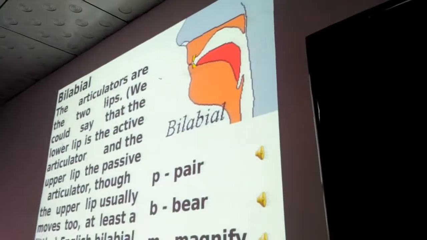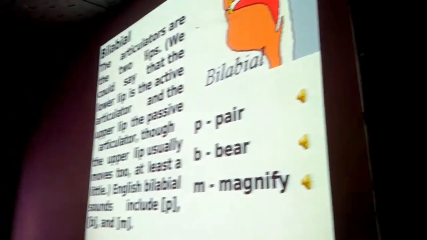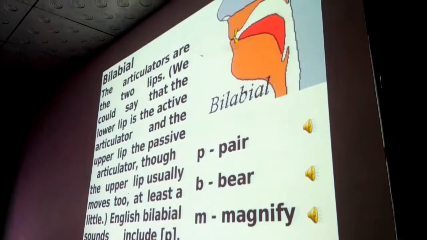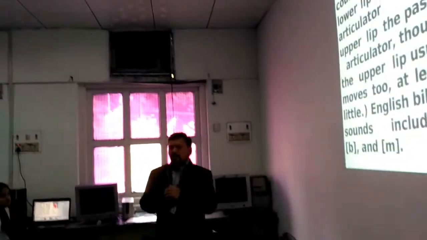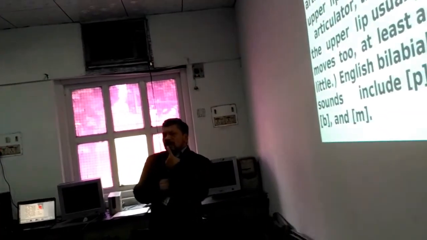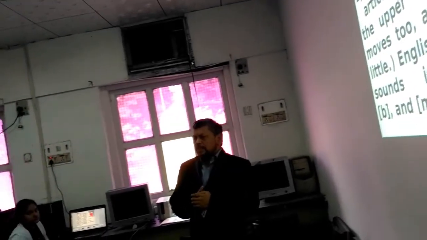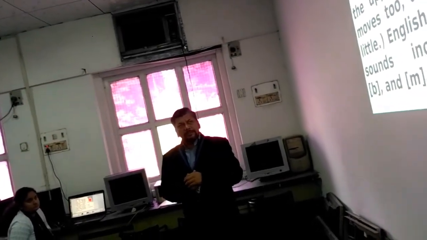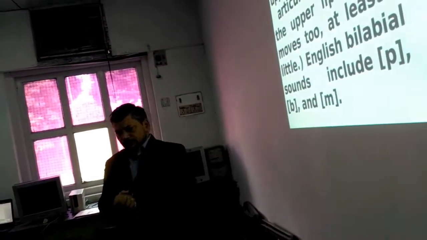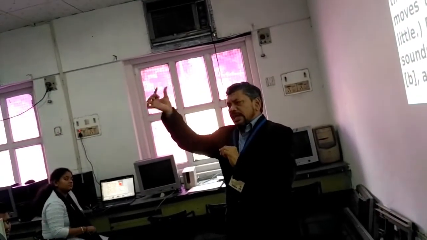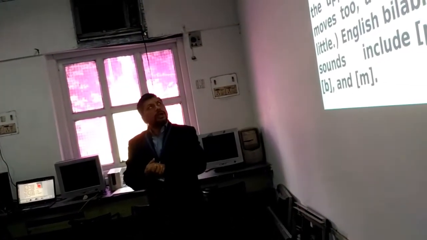First, the categorization for consonant sounds in IPA is bilabial, and the articulators are the two lips. This sound is produced with the help of two lips, where the lower lip is the active articulator and the upper lip is the passive articulator. Bilabial sounds include pa, ba, and ma. Ma sounds slightly nasal, but pa and ba are pure bilabial sounds.